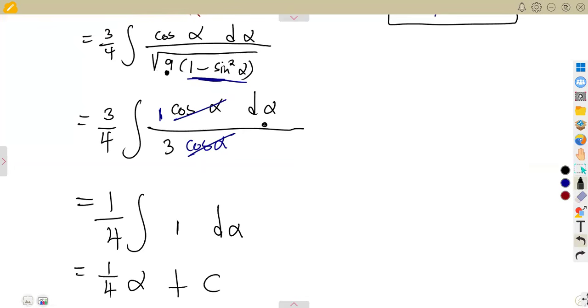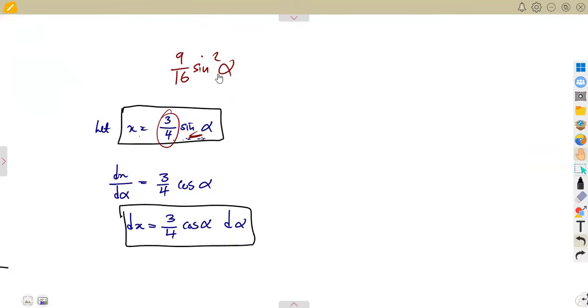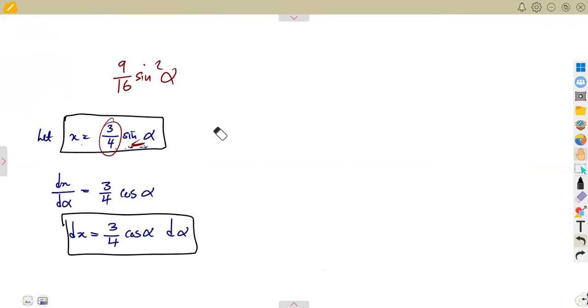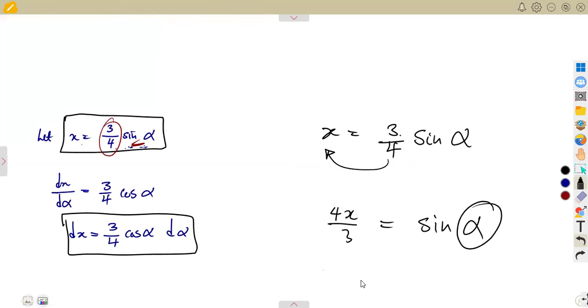the constant of integration, where we need to substitute alpha from the x that we introduced as part of our question here. Say let x be this. What will be alpha in terms of x? If x is equal to 3 over 4 sine alpha. So multiply by 4, this will be 4x. You divide by 3. So that means we are left with the sine of alpha. To have the angle alpha, it means we are going to have arc sine on the other side. So that's arc sine 4 over 3x.